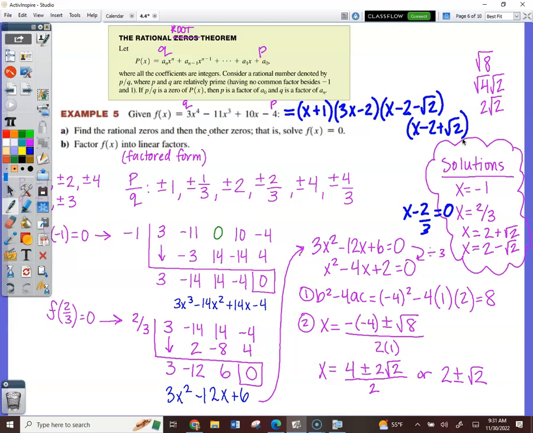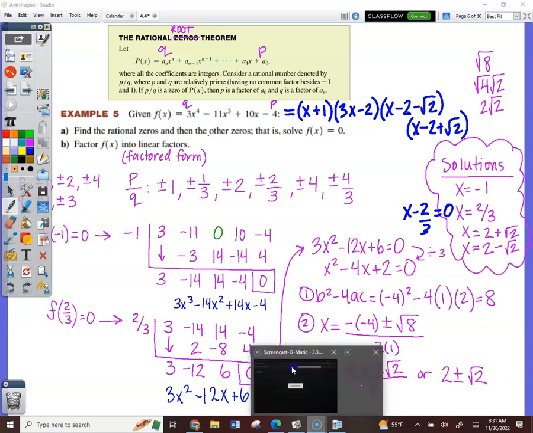Okay. No, it's beautiful. How do you get this? I didn't divide it into the radical. I divided it by the coefficient.